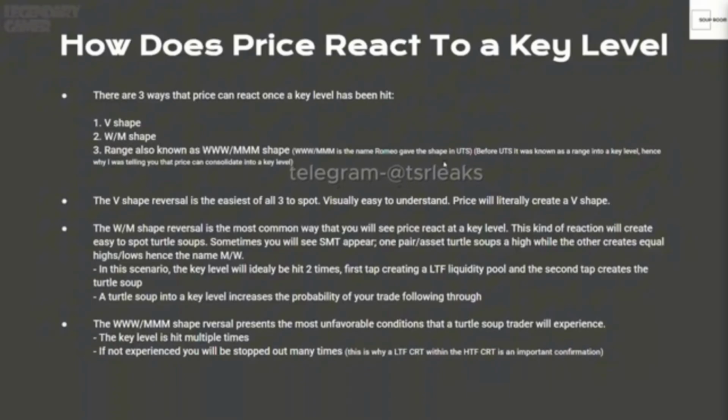All right, the V shape reversal is the easiest of all 3 to spot. It's basically in its name. It's visually easy to understand, and price will literally create a V shape. There's nothing more to it. The key level is hit once, and price immediately reacts and pushes the price upwards or downwards. That is what you want to be catching. Now, the W or M shape reversal is the most common way that you will see price react at a key level. This is also why I said a key level can be hit and often is hit more than once, usually twice.